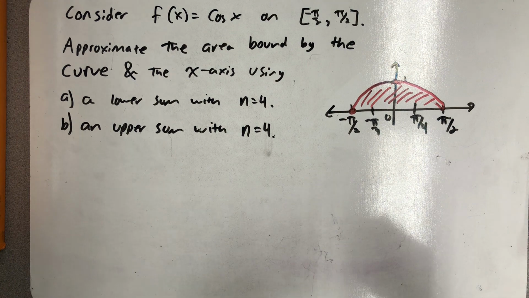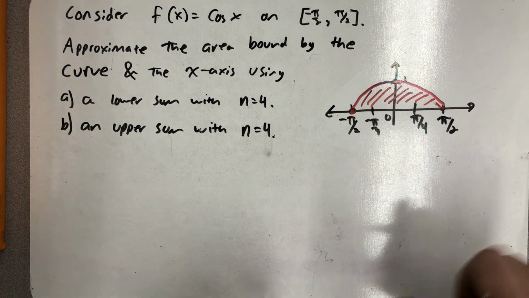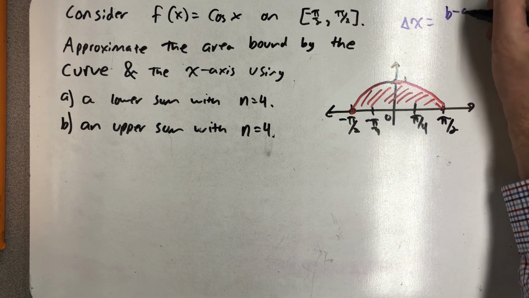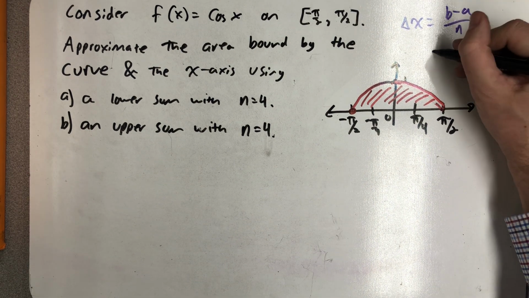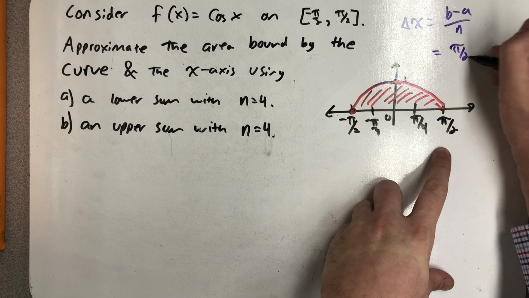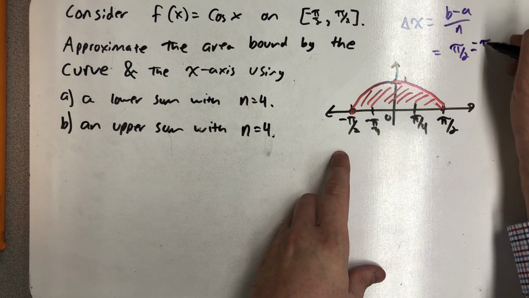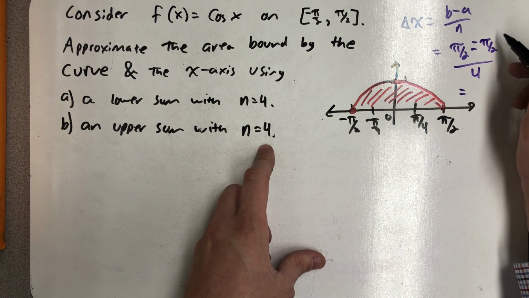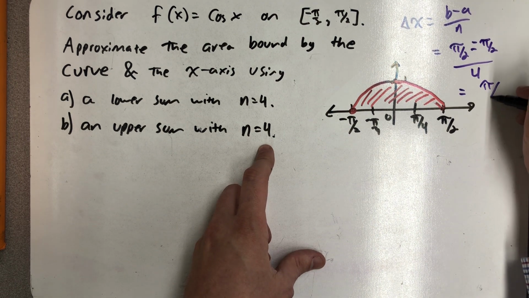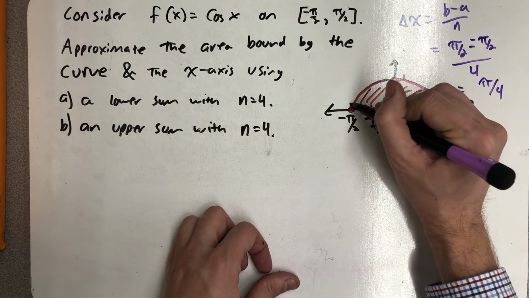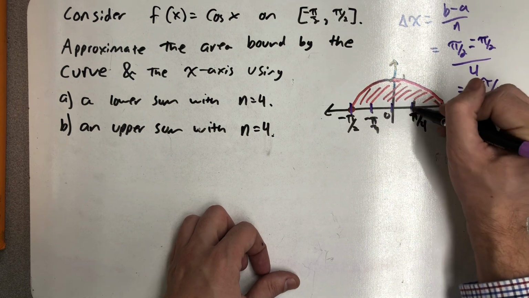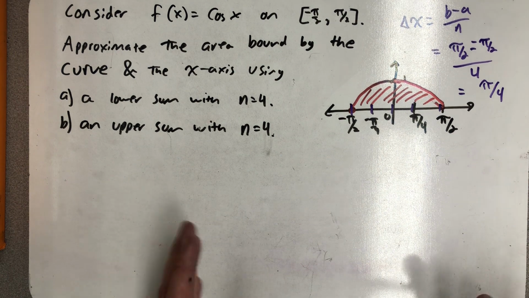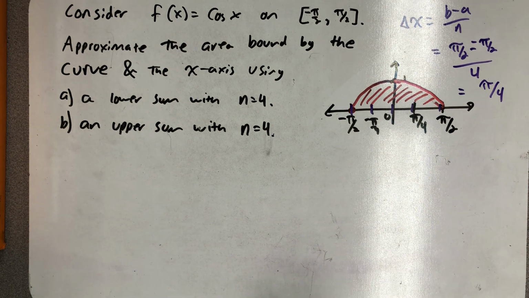Well, let's just think about that. If I did want to use rectangles of equal width, then I know the width of each rectangle. B minus a over n, of course, so pi halves minus a minus pi halves all over n is 4. So that's pi halves plus pi halves is pi over 4. And so I already have tick marks in the correct spots, and I can see I have 1, 2, 3, 4 little subintervals in my partition on which I can create rectangles.